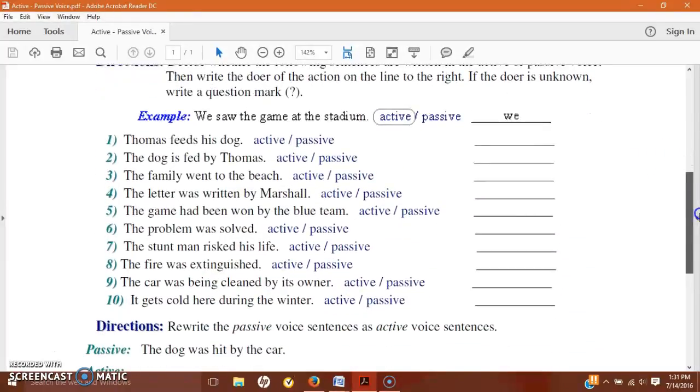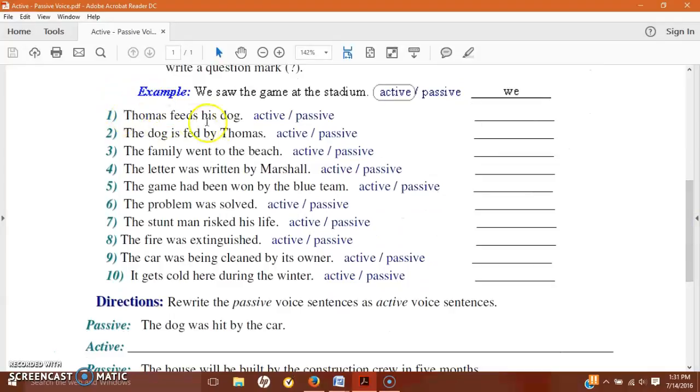Let's look at some examples. So Thomas feeds his dog. So we look for a verb, feeds. Okay, Thomas feeds his dog. So someone is feeding something. Who is doing the feeding? Thomas. Now we look and we say, what's the subject of the sentence? Thomas, subject; feeds, verb. The thing receiving the action is the object. So this would be active voice, and this is good.